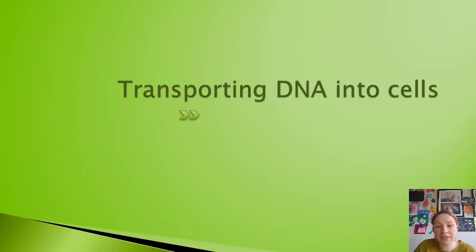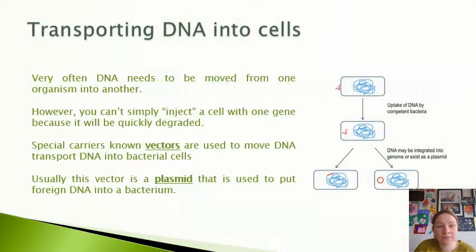We'll look at how we transport DNA into cells. So very often DNA needs to be moved from one organism to another. We can't simply inject a cell with one gene because it will quickly degrade. So we need special carriers known as vectors, and they're used to transport DNA into a bacterial cell. Usually this vector is a plasmid, so a circular piece of DNA that's extracted from a bacteria.